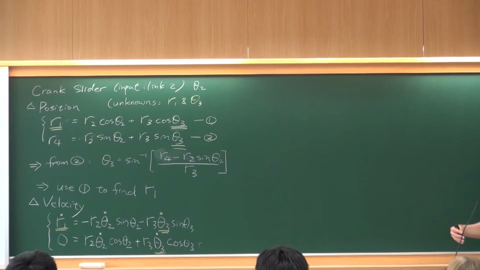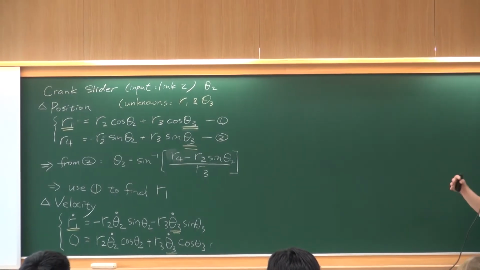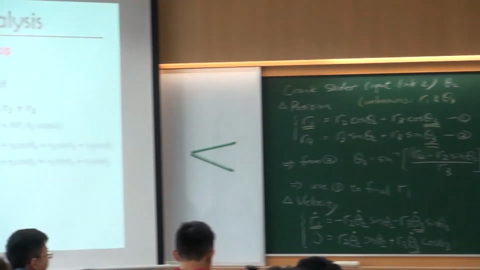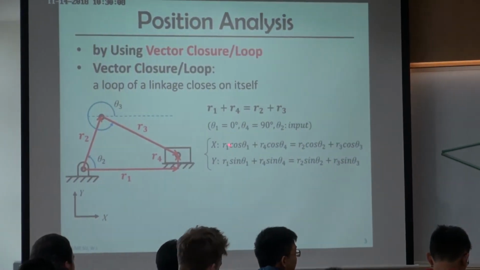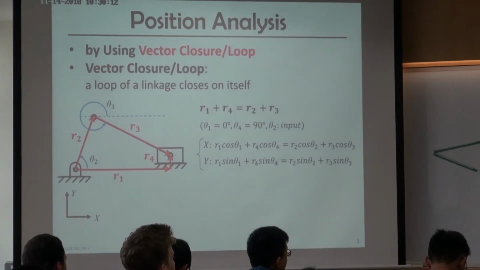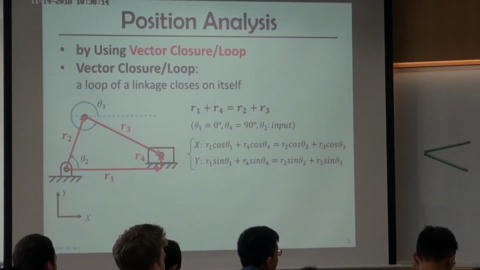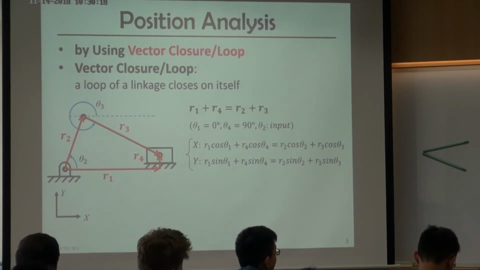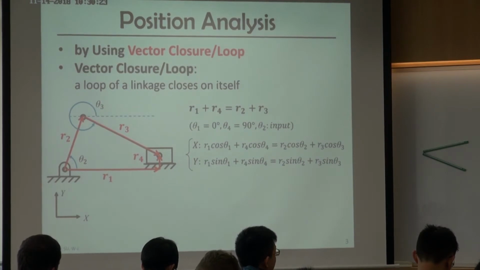So we'll see more examples later. Basically, once we see a mechanism, the first thing is to draw a vector loop, then you should be able to determine two equations. Then you'll use these two equations to solve two unknowns. But sometimes you may have more unknowns in one mechanism. In that case, you will need more vector loops, but we'll see that later.